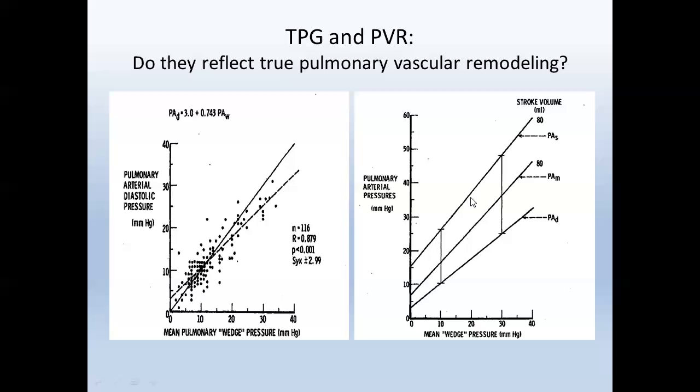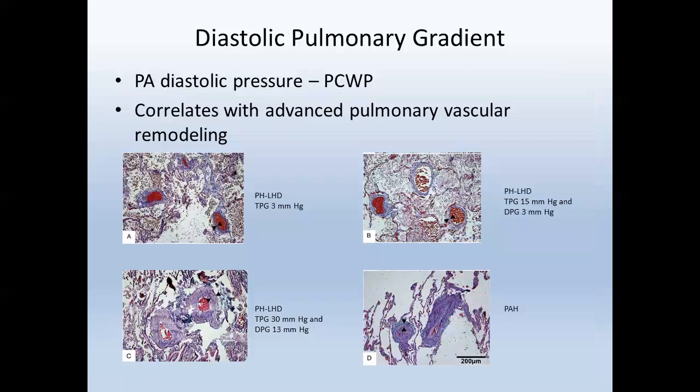So there is a movement in the community not to trust TPG and PVR for intrinsic pulmonary vascular remodeling. Then what is the alternative? What we are adopting now is the diastolic pulmonary gradient. What is the diastolic pulmonary gradient? It's the gradient between your PA diastolic pressure and your wedge pressure, right? So the question is, can I use it in all patients? Not in all patients. Here's an example.